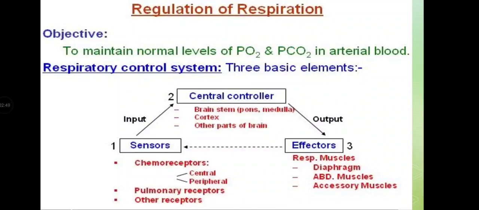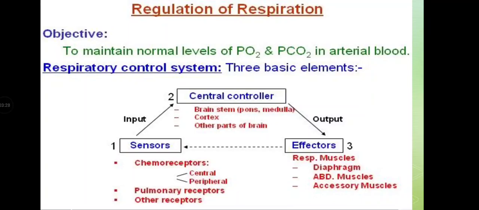Once they detect these changes, they send input to the central controllers. Now in the central controllers, there are 2 main important areas, the cortex and the brainstem. The cortex is for voluntary control. When you choose to voluntarily hold your breath, what is functioning there is the cerebral cortex. Then the brainstem has got 2 areas, the pons and the medulla. The pons contain 2 respiratory centers, the pneumotaxic center and the apneustic center.